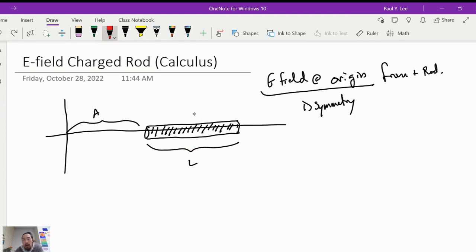Okay, but for this problem, we don't care about that part of the E field because we want to know how the end of the rod creates an E field at the origin. And so if it's positively charged, we know that at the end of the rod, there's going to be an E field pointing to the left. And so we can't create a Gaussian surface that has a uniform field through it to just encapsulate that E field. So Gauss's law is out.